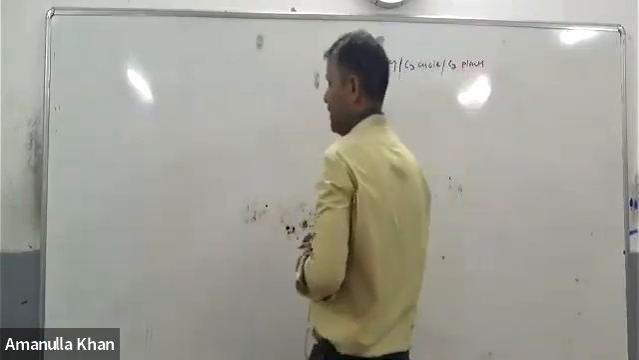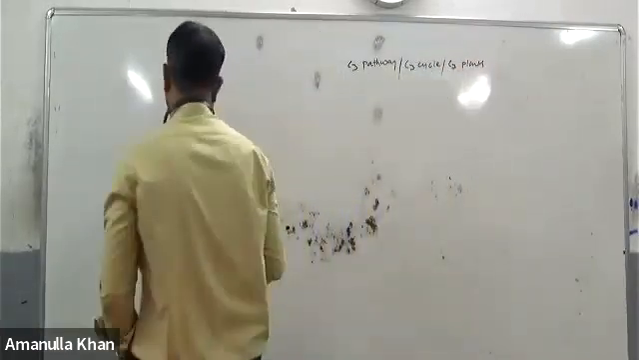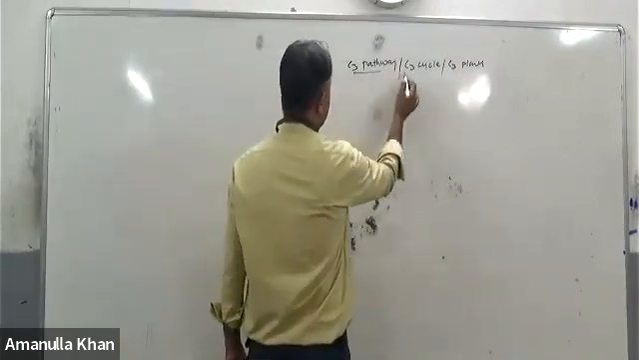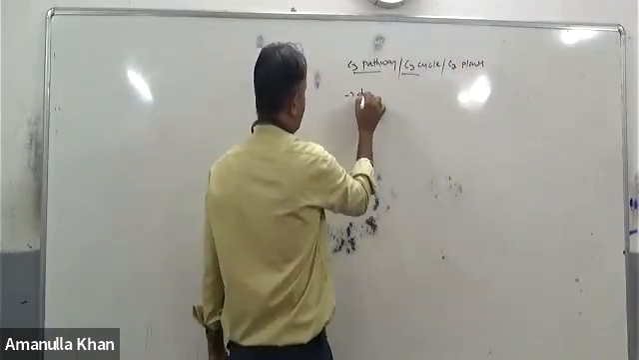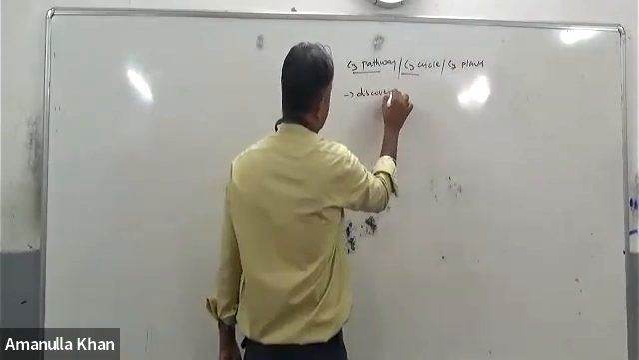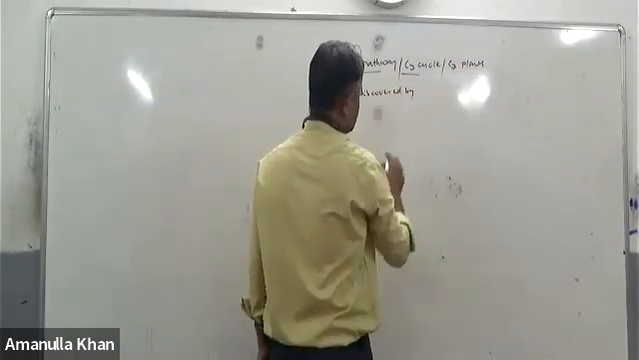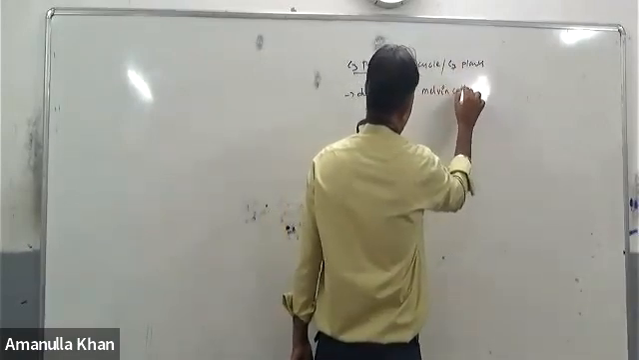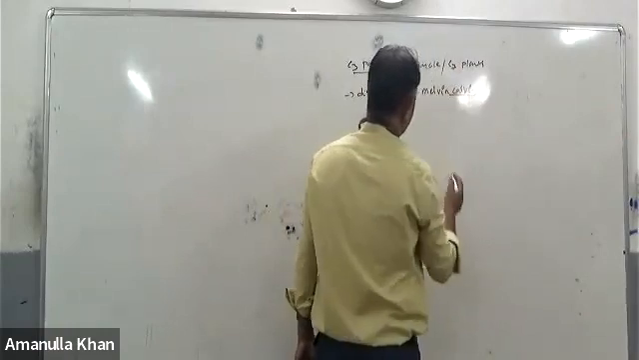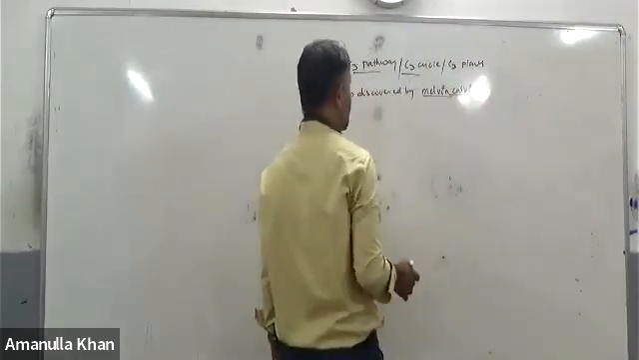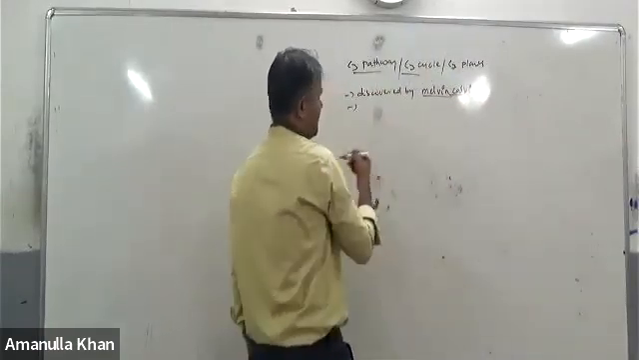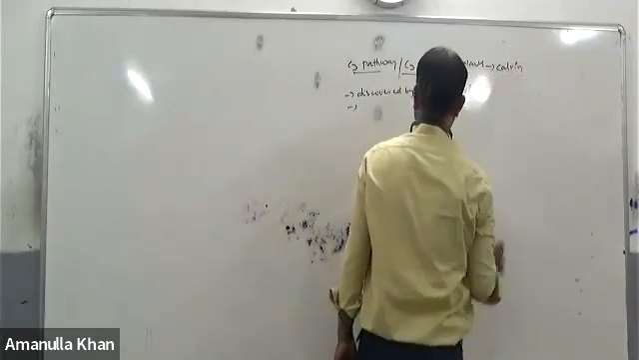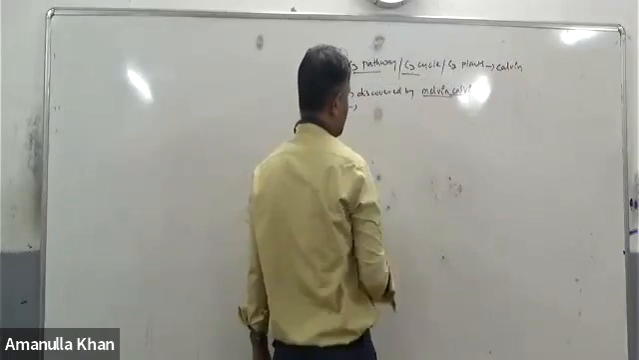Discovered by Melvin Calvin in which plant? In green algae. This C3 pathway is discovered by which scientist? Melvin Calvin. That's why this cycle is also called the Calvin cycle. Discovered, experimented on which plant?